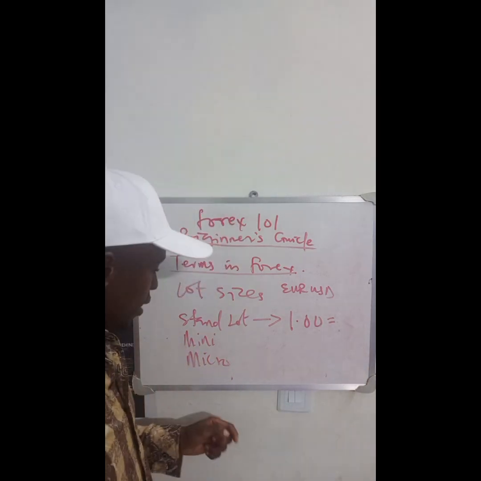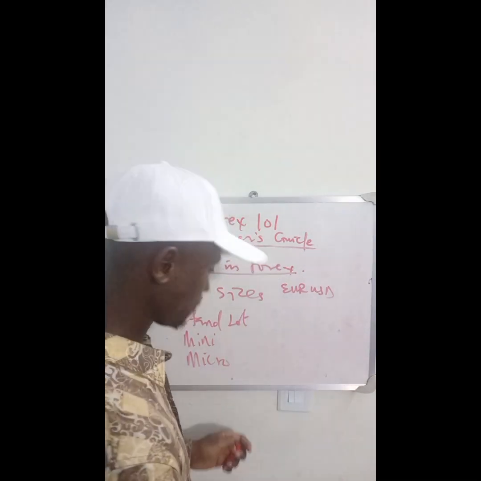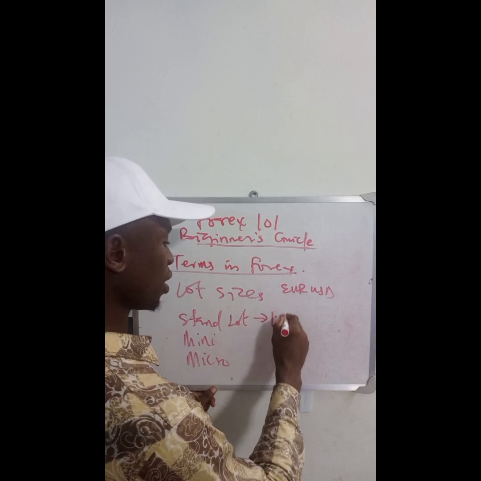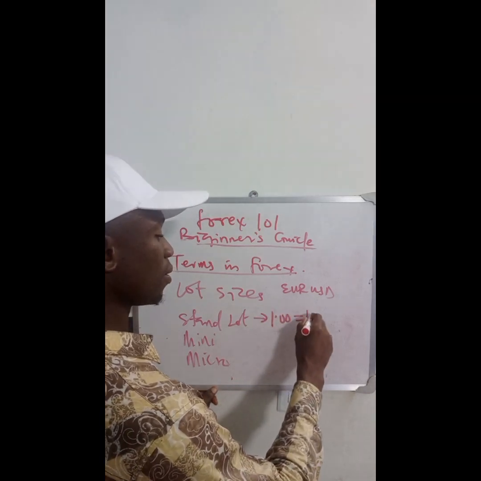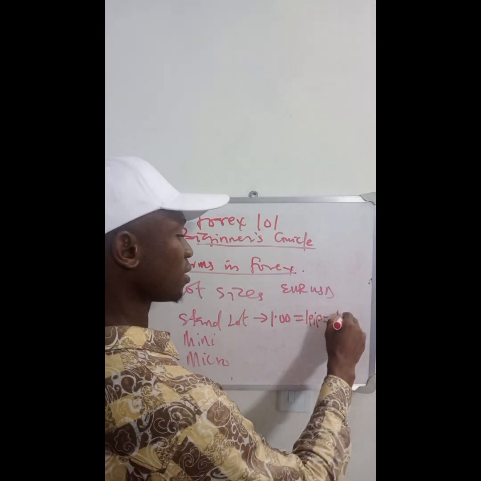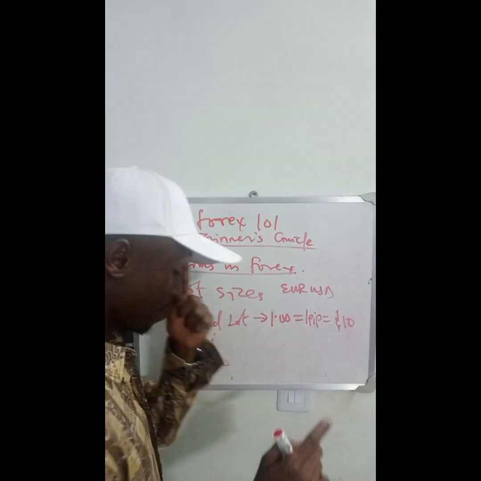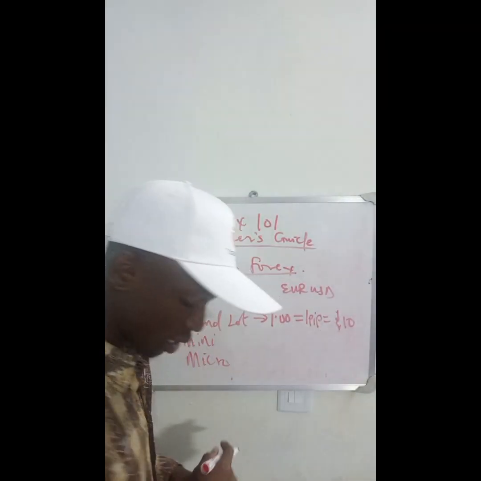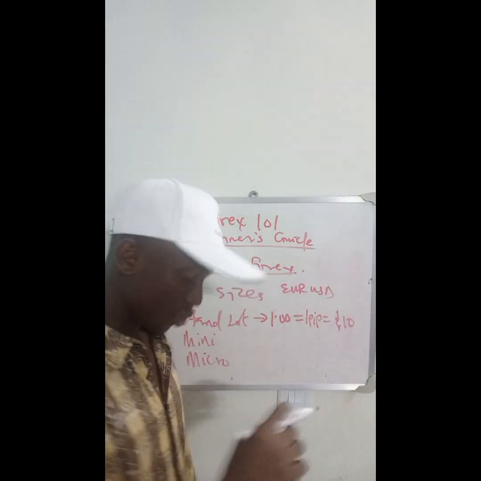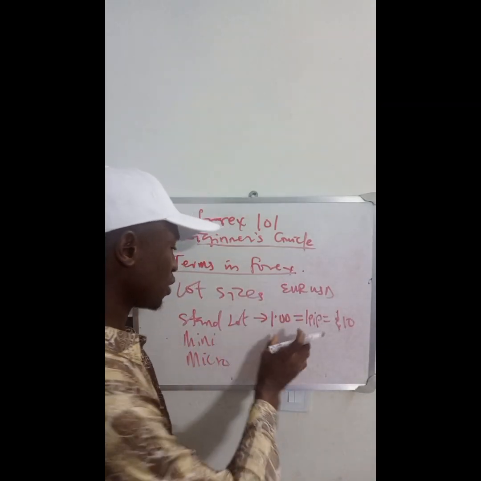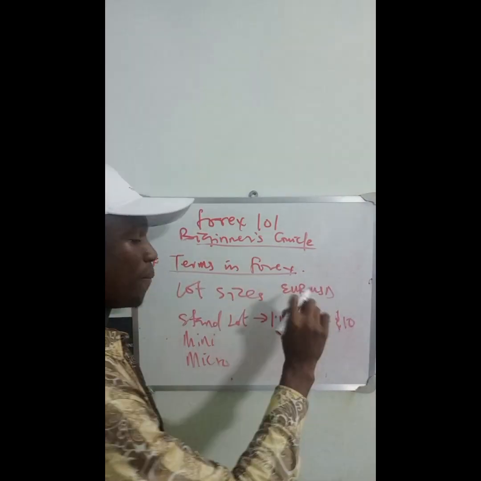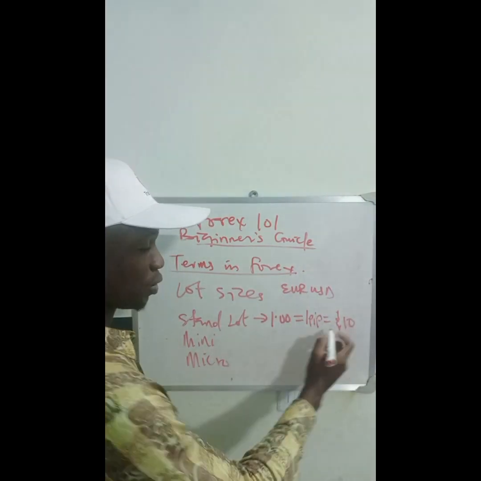Let me write it this way. In standard lot size here, we can just say 1.00, where 1 pip is equal to $10. So a movement of 1 pip means you are controlling 100,000 units of that currency. What you need to understand about the standard lot size here is that a 1 pip movement is equal to $10.